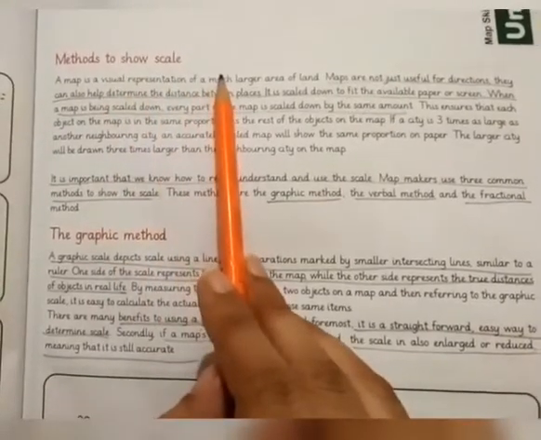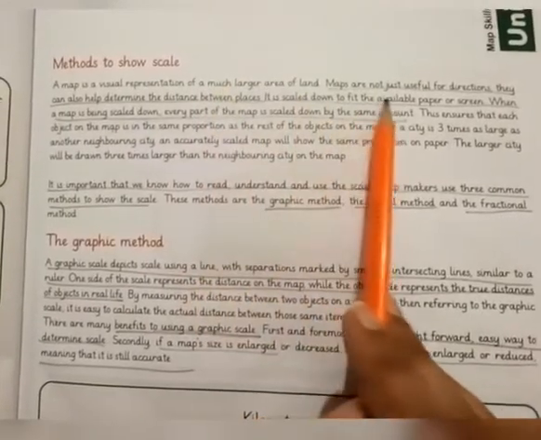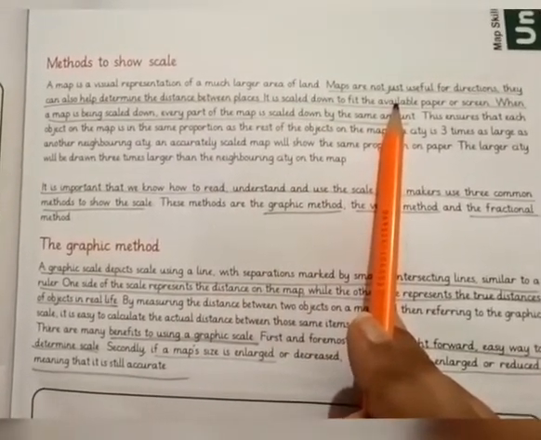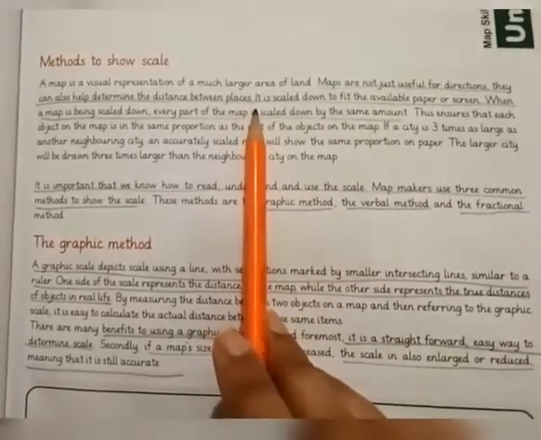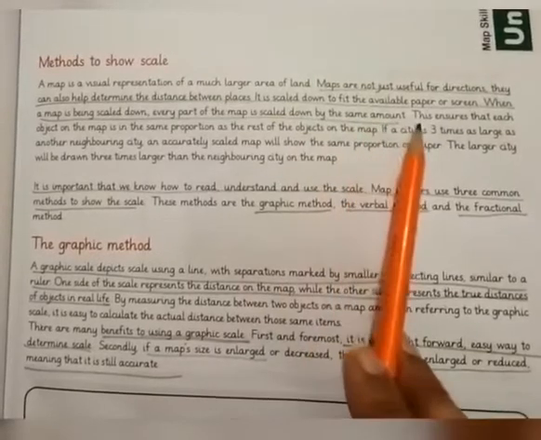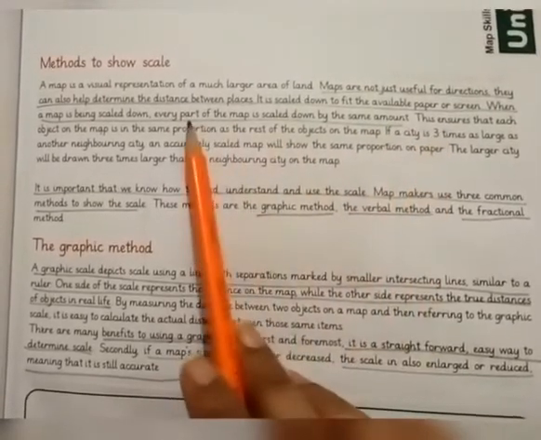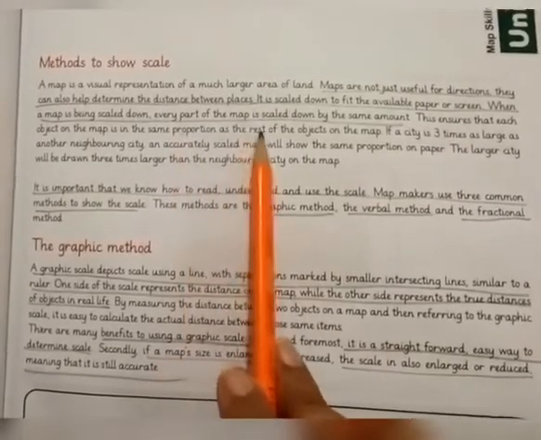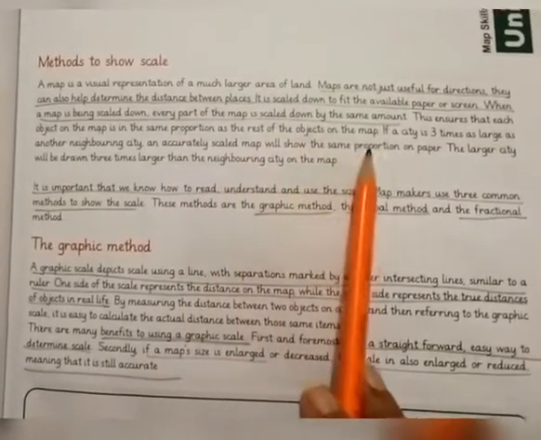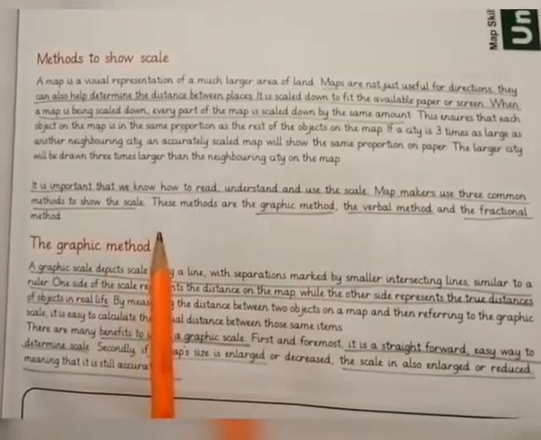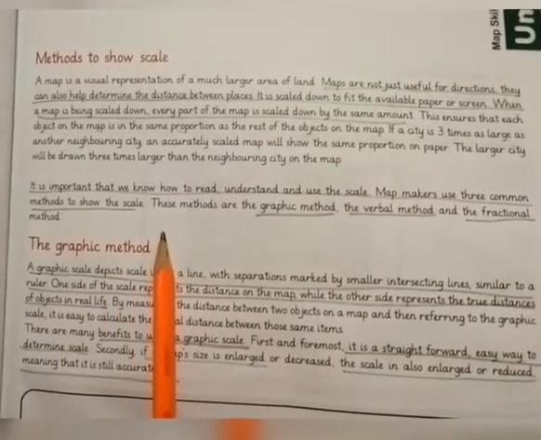Methods to show scale. Maps are not just useful for directions, they can also help determine the distance between places. It is scaled down to fit the available paper or screen. When a map is being scaled down, every part of the map is scaled down by the same amount. It is important that we know how to read, understand, and use the scale.